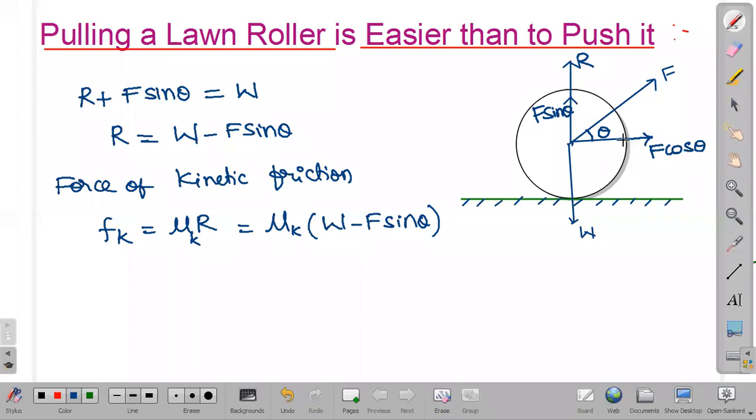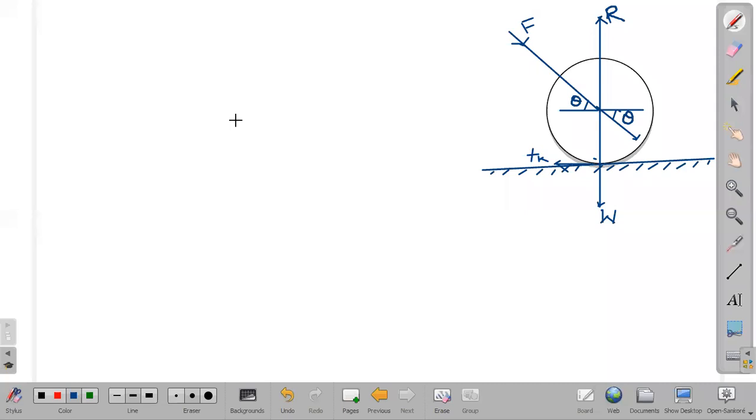Here, resistive force is what? Our frictional force. As it is moving, the kinetic frictional force is our resistive force. So when I am pulling it, I checked what the resistive force called kinetic friction is. When I am pushing also, I will check for kinetic friction. Then I'll check which resistance is more.